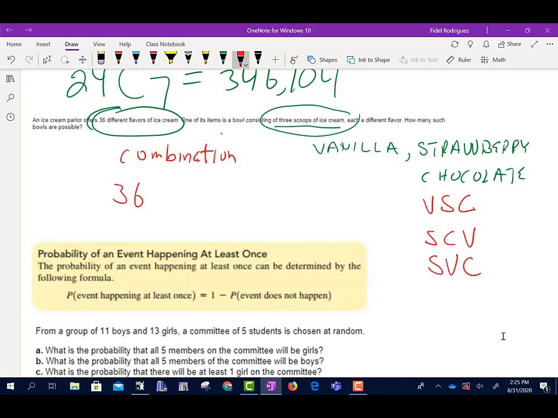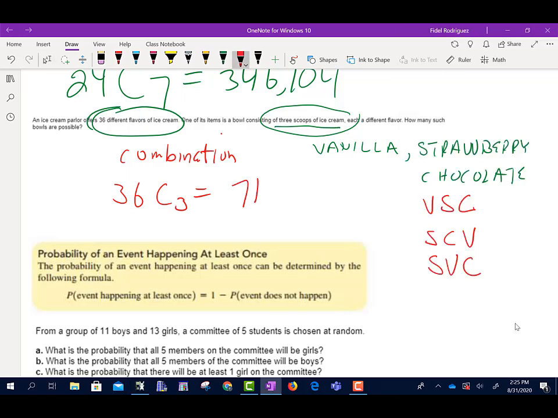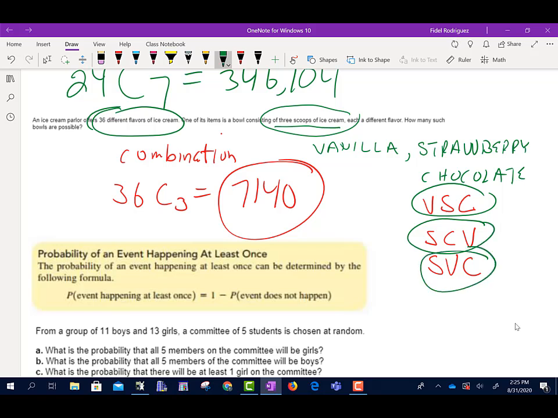So we're going to have 36, and we're going to choose 3, right? And so we're going to go 36, math, choose 3, and 7,140. Okay. So again, permutation would mean that these would all be different, right? Those would all be different. But you know, when you're eating a bowl of ice cream, it didn't really matter, right? It's not going to make a big difference.